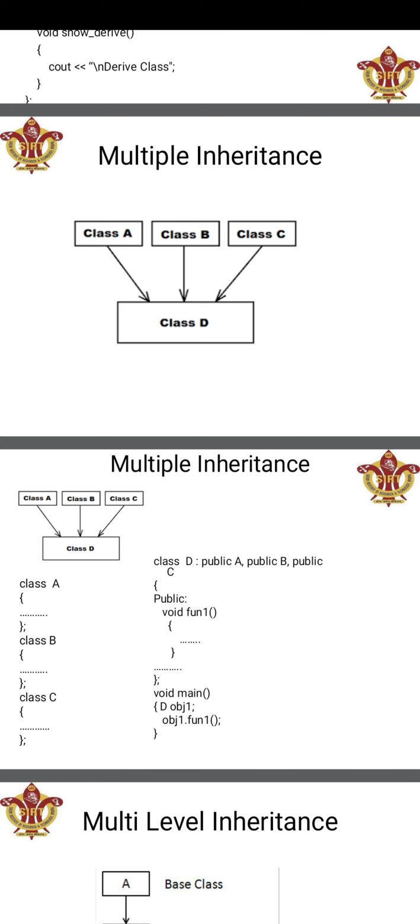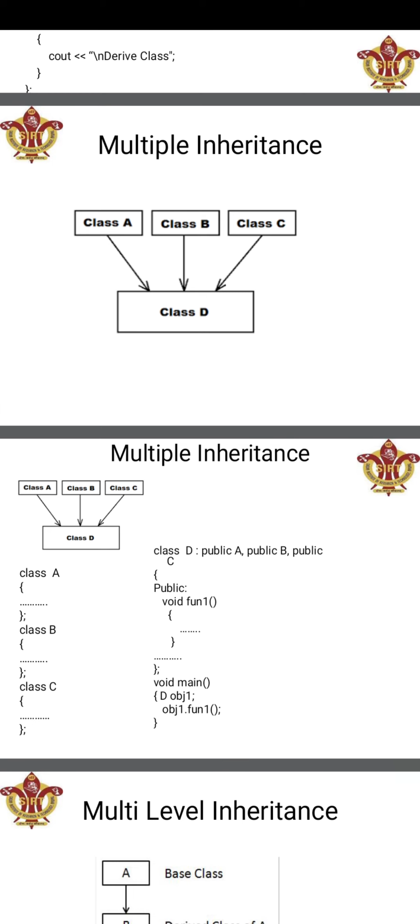Like you can see here in the slide, we have class A, class B and class C as parent classes, and class D is the child class which is inheriting the properties of all these three classes.